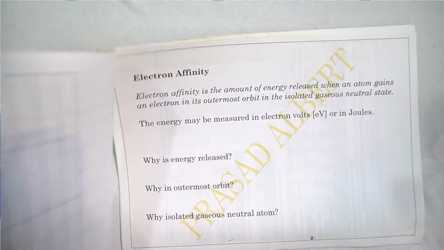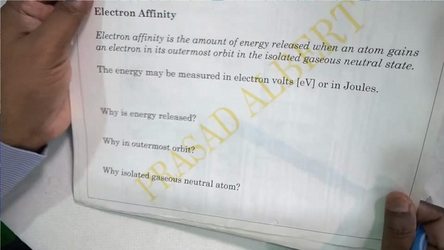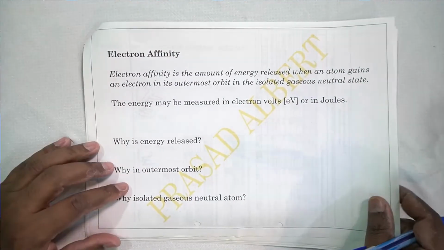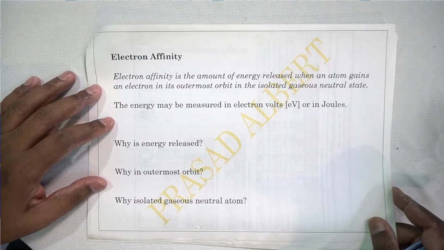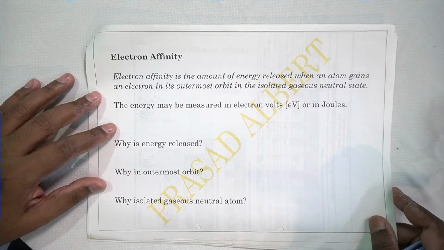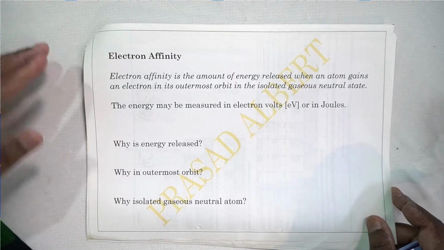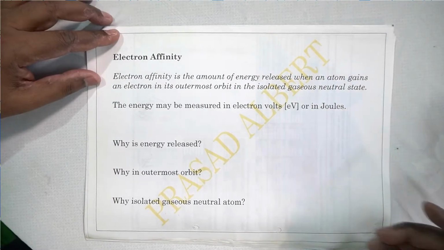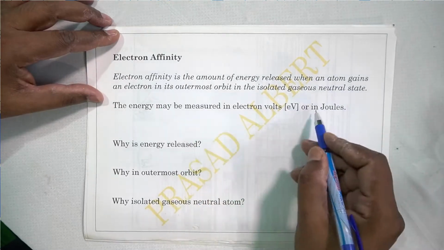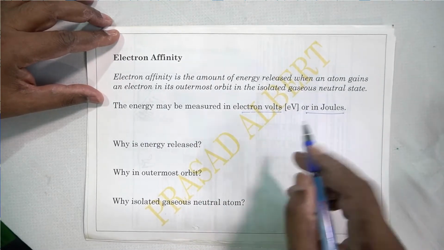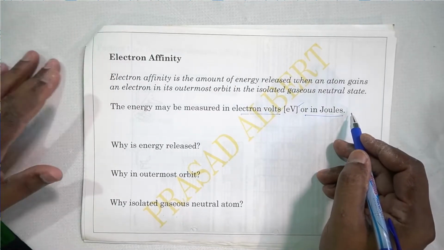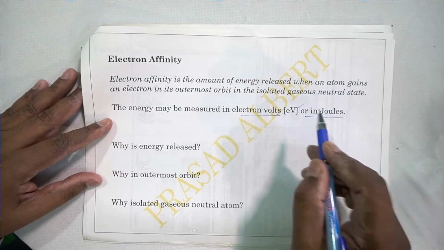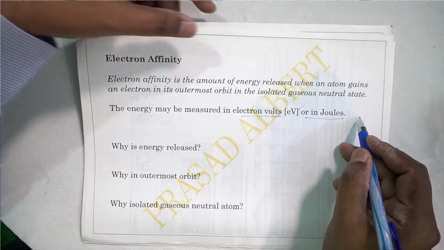What is electron affinity? It is the amount of energy released when an atom gains an electron in its outermost orbit in the isolated gaseous neutral state. The energy is measured in electron volts or joules. The electron volt is a proper, small unit, because the energy from an atom is so small. So it is a very suitable unit, and it can be expressed in joules also.